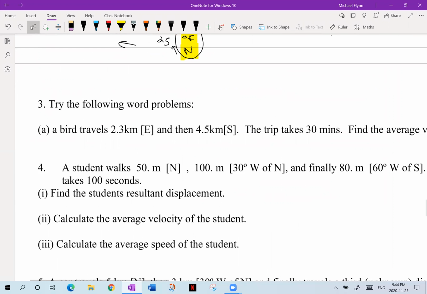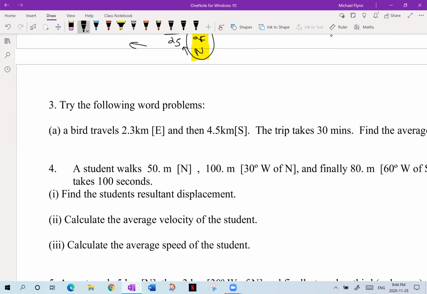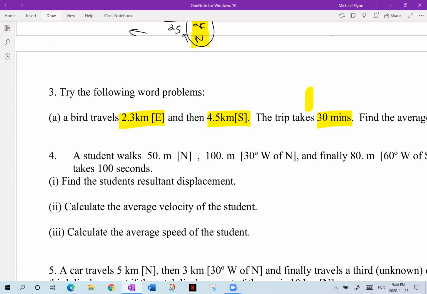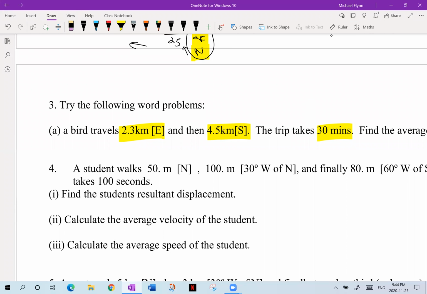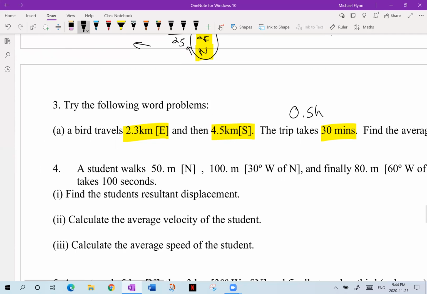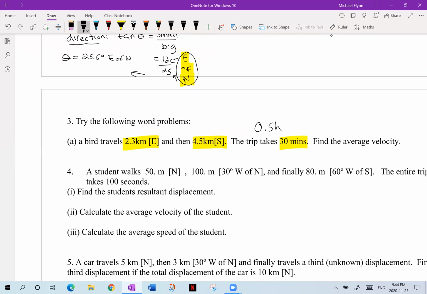Question number 3 here. Now, I know that the numbers make no sense, but I just pulled these off of old assignments. So it says here, a bird travels 2.3 kilometers east and then 4.5 kilometers south. The trip takes 30 minutes, which you're not going to use. You're going to use 0.5 hours. It's half an hour, right? Now it says find the average velocity. Well, here, this makes a right triangle, okay?